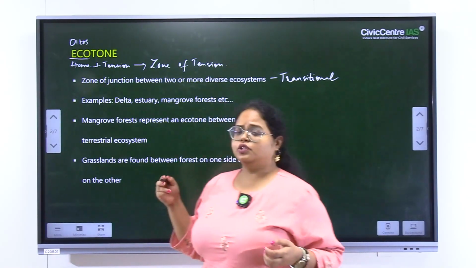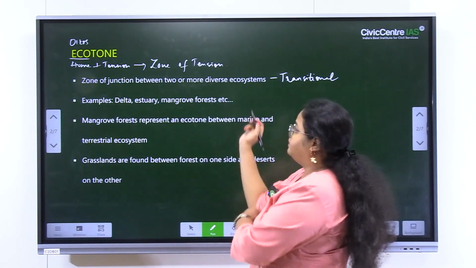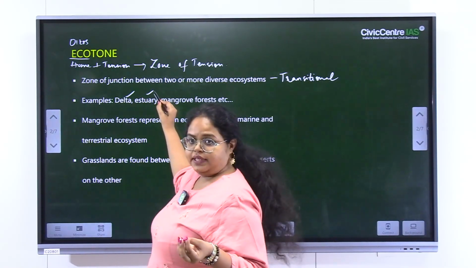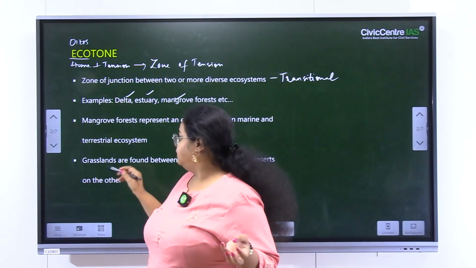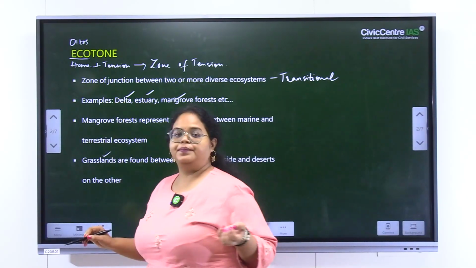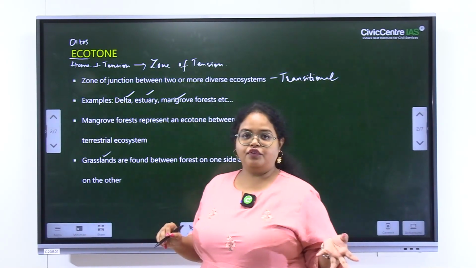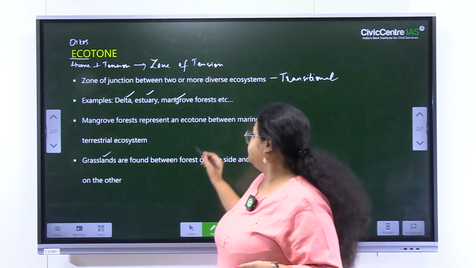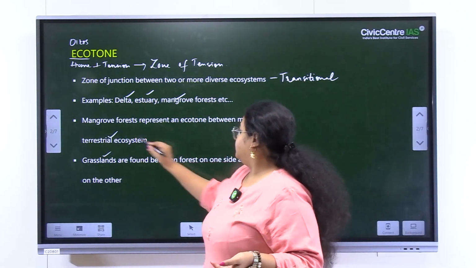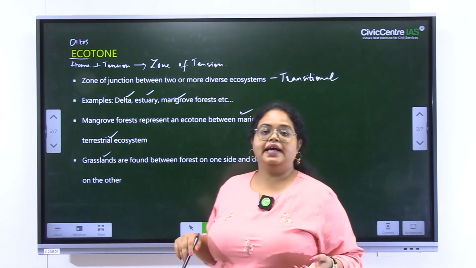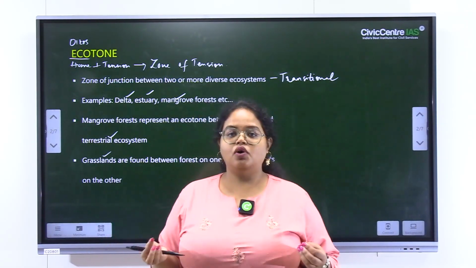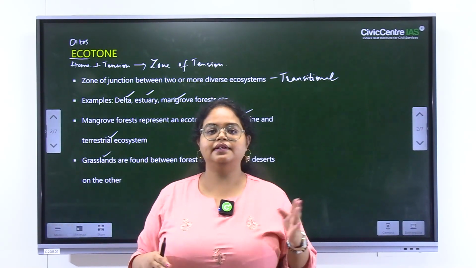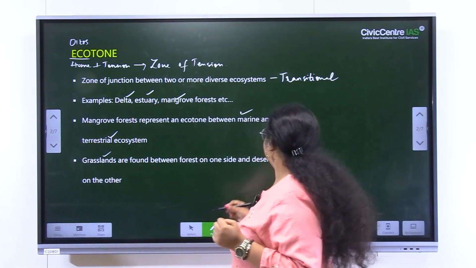Now we also know there are many examples of ecotones that we study about, that is delta, estuary, mangroves or grasslands for that matter. Now what is mangrove forest? It is an ecotone that we can find between a terrestrial ecosystem and a marine ecosystem, and grassland is a zone of transition between the forest ecosystem and the desert ecosystem.